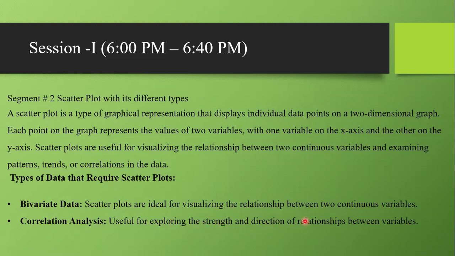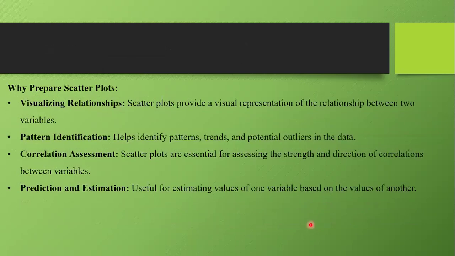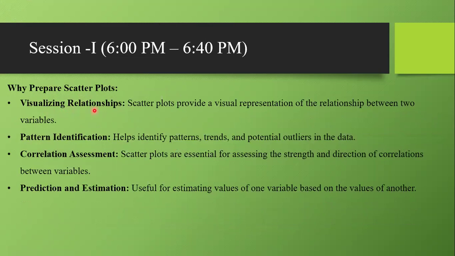It will let you know whether the relationship is strong or not, and whether the direction of the relationship is upward, downward, positive, negative, and so on. Why do we prepare the scatter plot? It will visualize the relationship. A scatter plot provides a visual representation of the relationship between two variables.